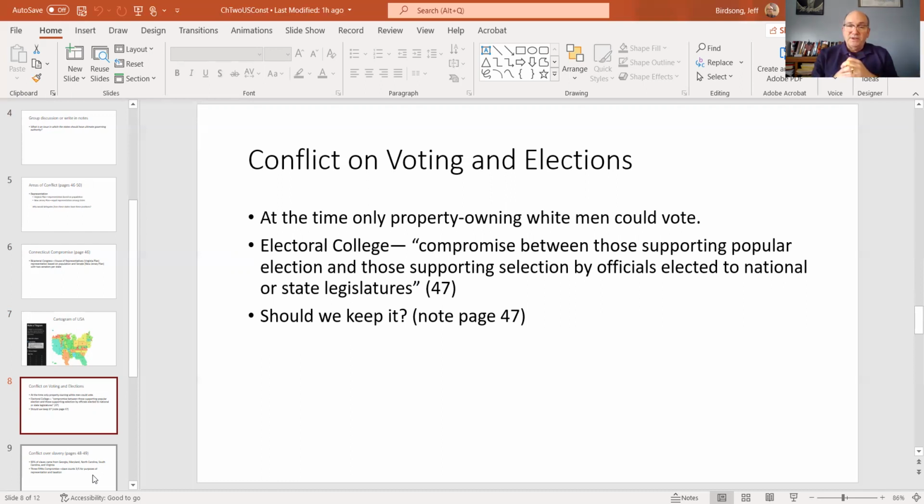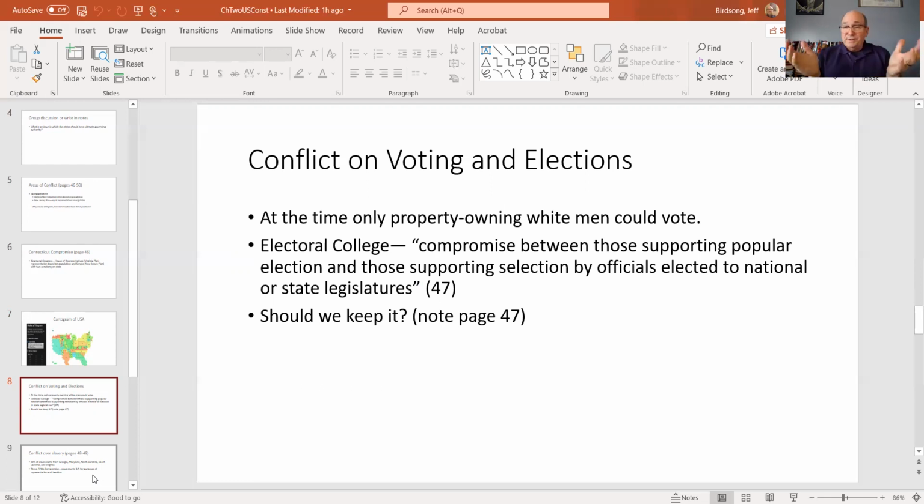But you can see here on page 47 that it was a compromise between those supporting popular election and those supporting selection by officials elected to national or state legislators. So there were delegates to the Constitutional Convention that just could not abide the idea that average people would be able to cast ballots for president. They just thought that was a very bad idea, would not support it. And so there were others that wanted an even more select few people. It's already a small percentage of the population that could vote. Now you're getting an even smaller population to be able to elect the president.